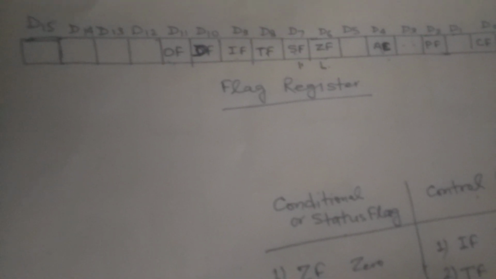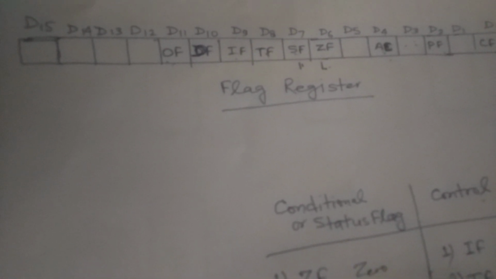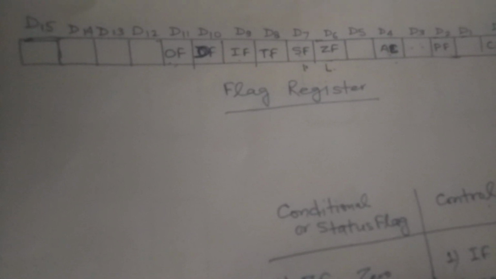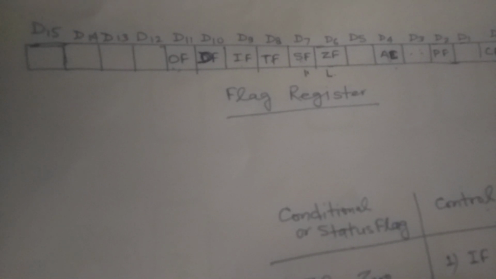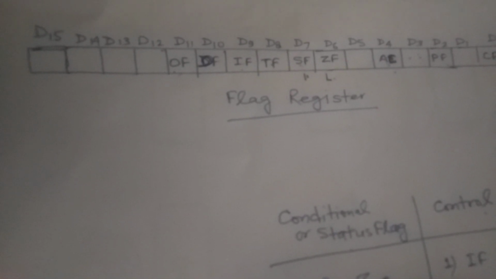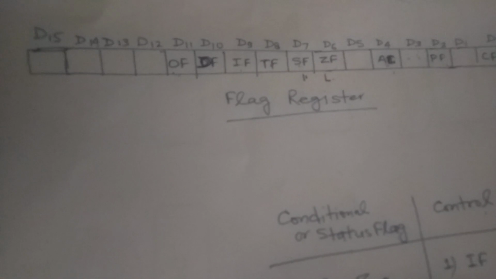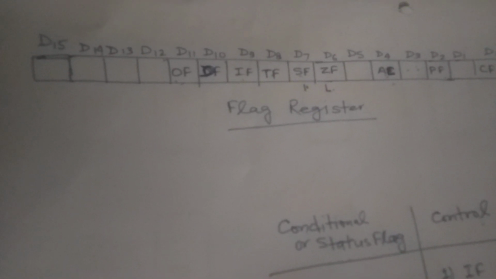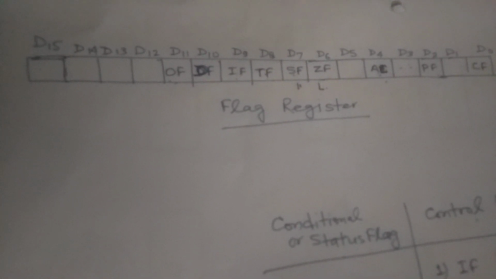Last is the trap flag. The trap flag is used for the non-maskable trap interrupt. When this flag is set to 1, then the microprocessor operates in single step mode. In that mode, after the execution of each instruction, it checks the occurrence of a trap interrupt. Otherwise, if it is set to 0, there is no need to check for the occurrence of a trap interrupt.